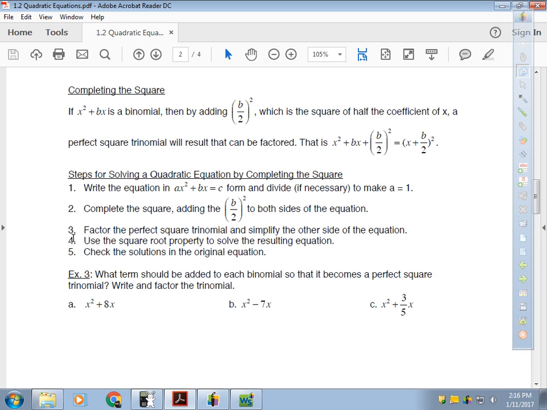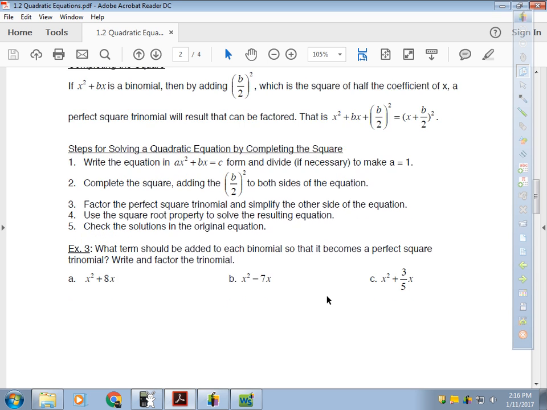Once you get to that point, step 4, you can use the square root property to get rid of this square on your factor, and then you can solve the equation. And then the last step, of course, is to check your solutions to make sure that they are valid.